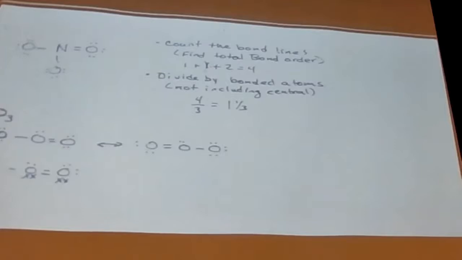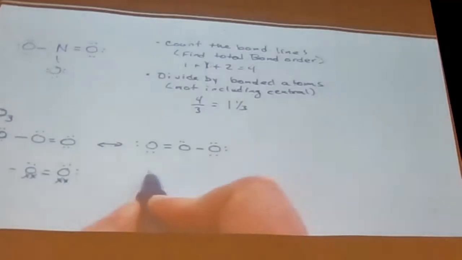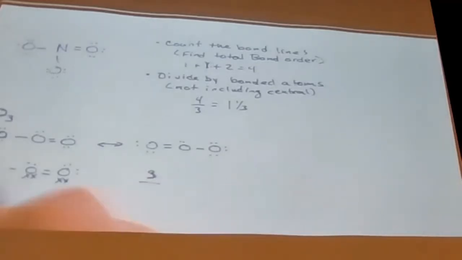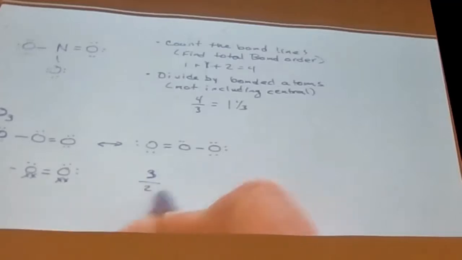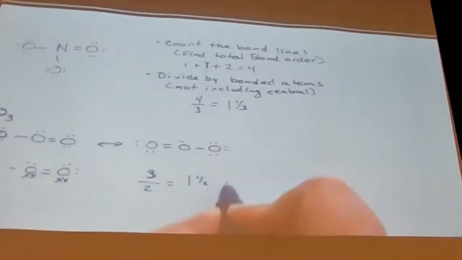All right, anybody want to volunteer a guess? Anything? 3 halves, yeah. So we have 3 lines or a total bond order of 3. And then we have 2 outside atoms. So it's 3 halves, or if you said 1.5, all of those would be different. Okay.